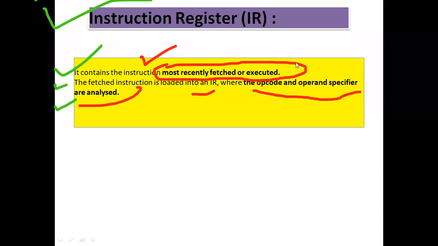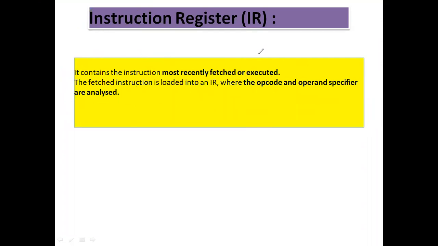So in the instruction register, we keep the instruction which has been most recently fetched or executed. And how is this instruction loaded? This instruction is loaded into an IR, but what about every instruction? It has an opcode and operand specifier. Opcode and operand specifier, these should be analyzed. Right? So these are the things you have to know about the instruction register: it contains the most recently fetched instruction, and when it is loaded into an IR, every instruction containing the opcode, operation code, and the operand specifier will be analyzed for this purpose.